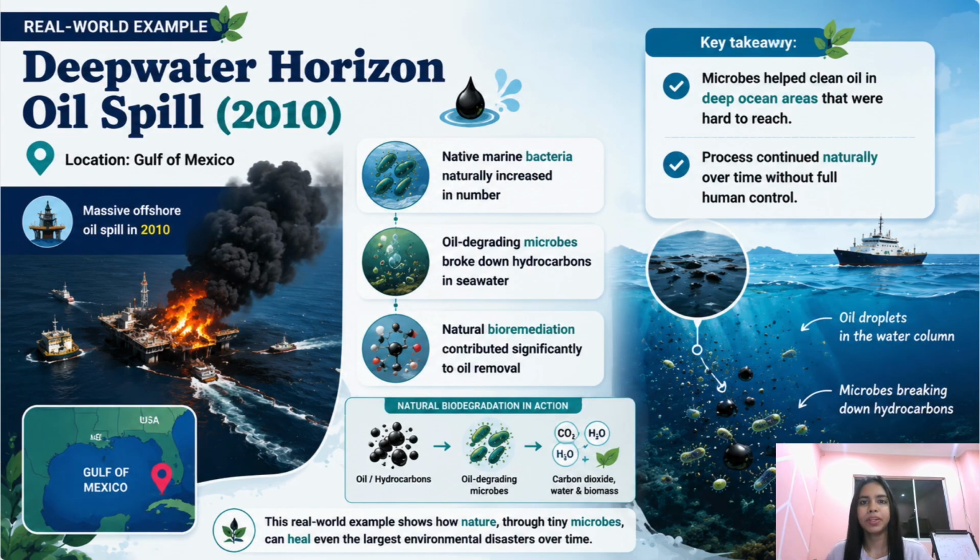One of the real-world examples of bioremediation is the Deepwater Horizon oil spill in 2010 in the Gulf of Mexico. This was a major offshore oil spill where large amounts of crude oil were released into the ocean and spread across surface and deeper waters. After the spill, native oil degrading bacteria naturally increased in number and began using the hydrocarbons as a source of energy. So these microbes broke the oil down into simpler, less harmful substances like carbon dioxide and water, especially in deep ocean areas that were difficult to clean manually. Over time, this natural bioremediation process significantly helped reduce the oil pollution alongside other cleanup methods as well.